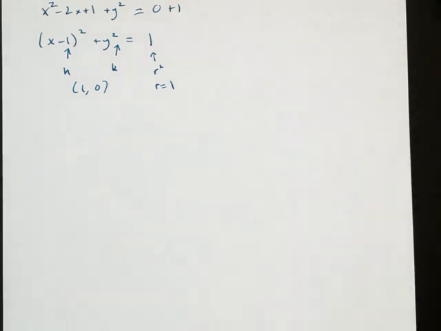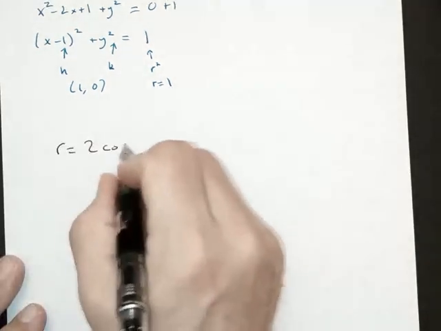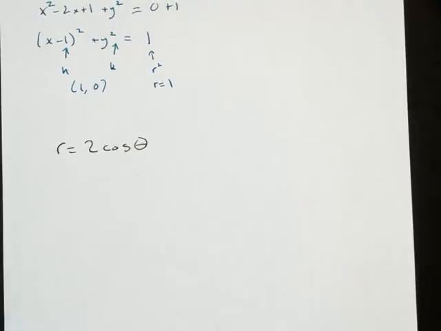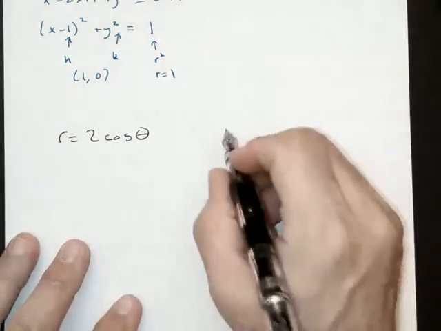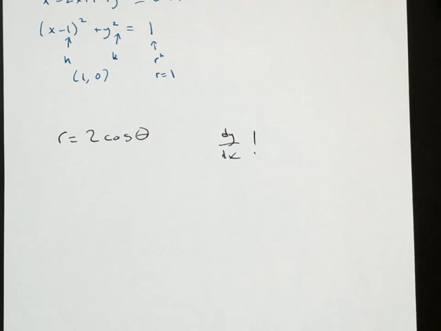Clearly, I can take dr d theta, but dr d theta doesn't tell me very much. If I want a tangent line, I want dy dx. How do I get dy dx? I switch back.